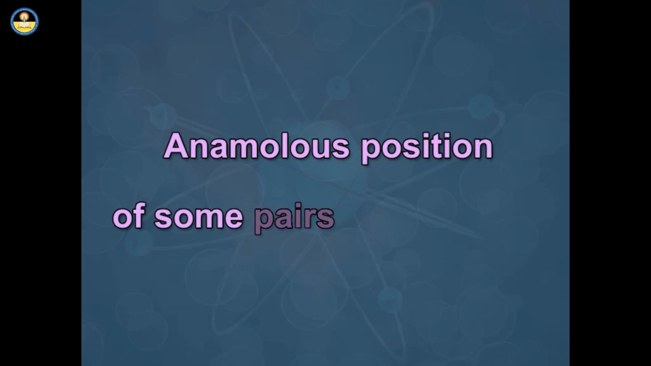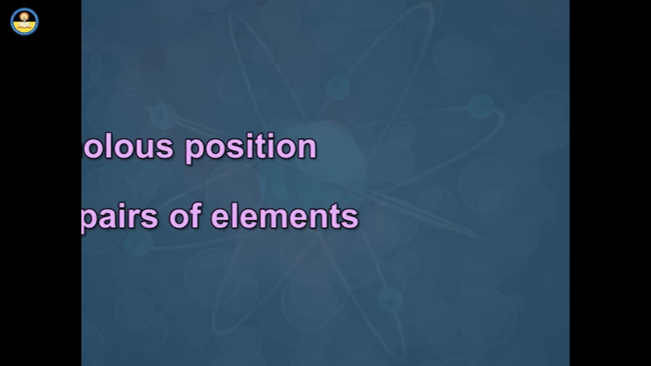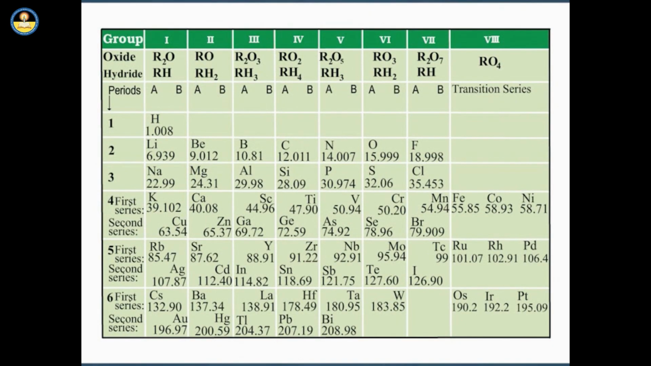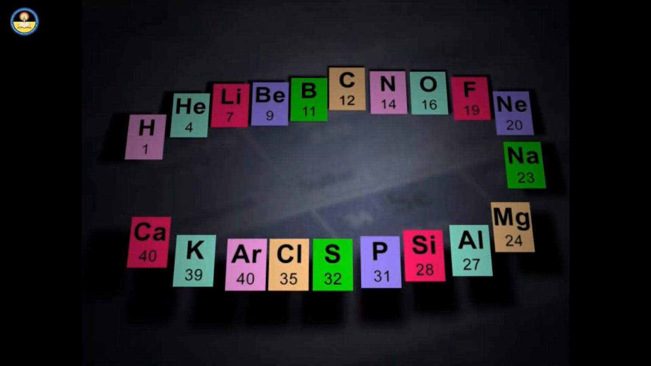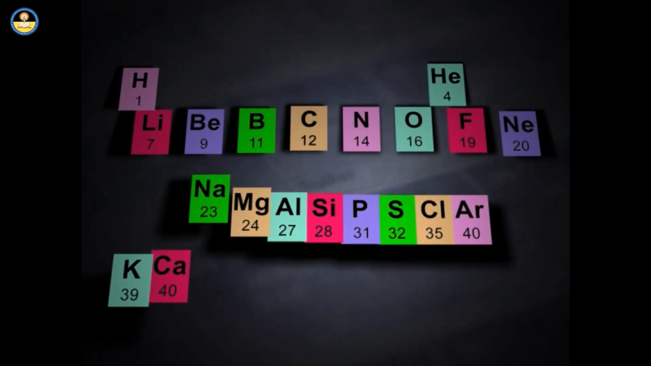Anomalous position of some pairs of elements. Although the elements in the Mendeleev's periodic table have been arranged in order of increasing atomic masses, yet in some cases elements have been arranged on the basis of similarities in properties. As a result, an element with higher atomic mass has been placed before an element with lower atomic mass.